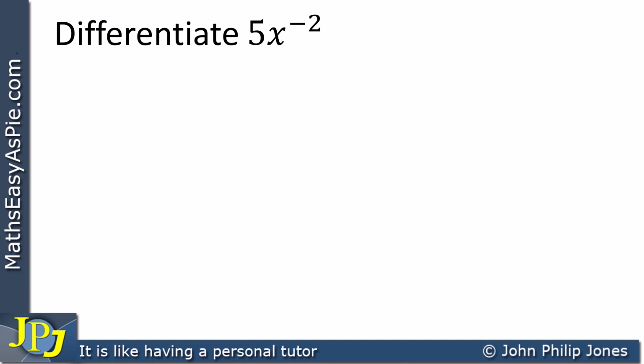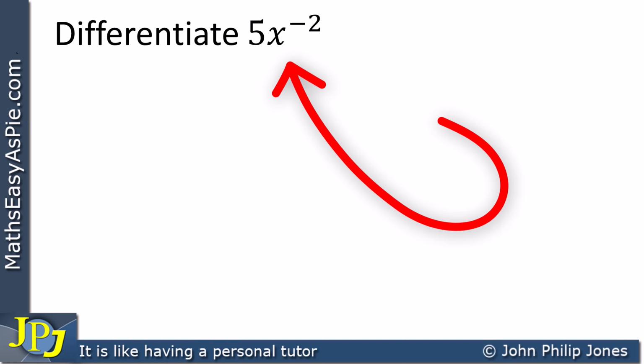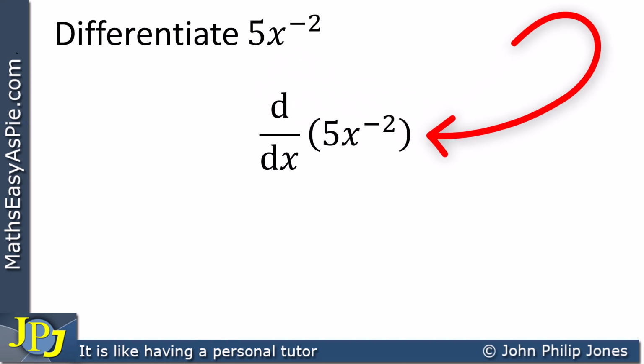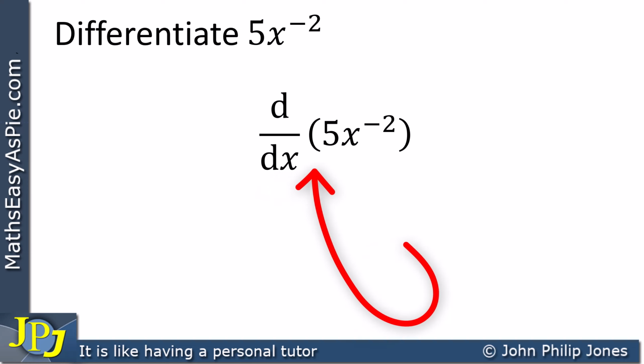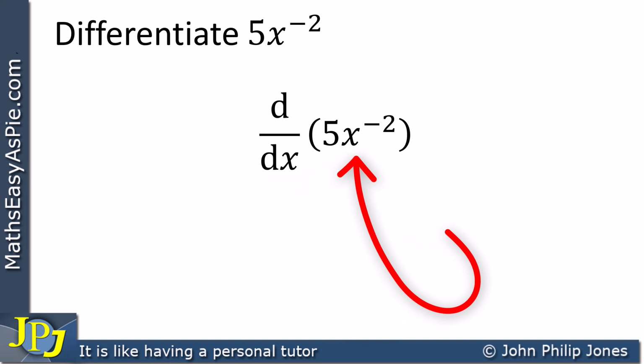For this exercise, you are asked to differentiate 5x to the minus 2. The first step has just come into view, and you can see that this is telling me that I'm going to be differentiating with respect to x. The contents of the brackets, which you can see, is the 5x to the minus 2.